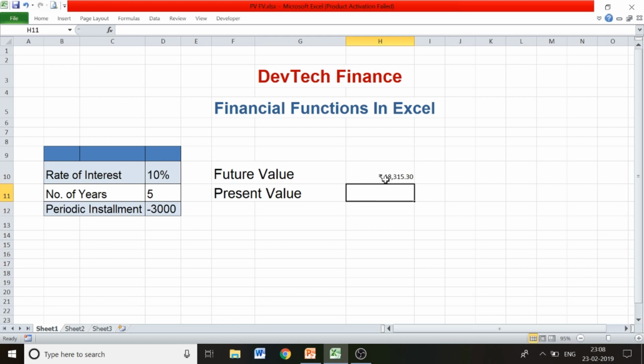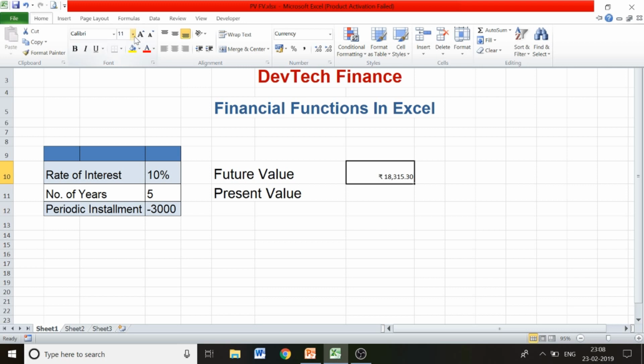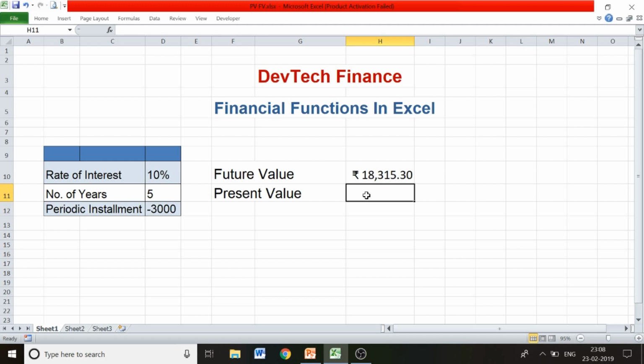So here is our future value amount. Let me increase the font size so that you can clearly visualize that. Yeah. So this is what we get, 18,315.30. So if you are making a periodic installment payment of 3000 rupees for 5 years at the rate of interest of 10%, after those 5 years you would be getting 18,315.30 rupees. This is how we calculate using a simple formula of FV. We used the equal to FV function.